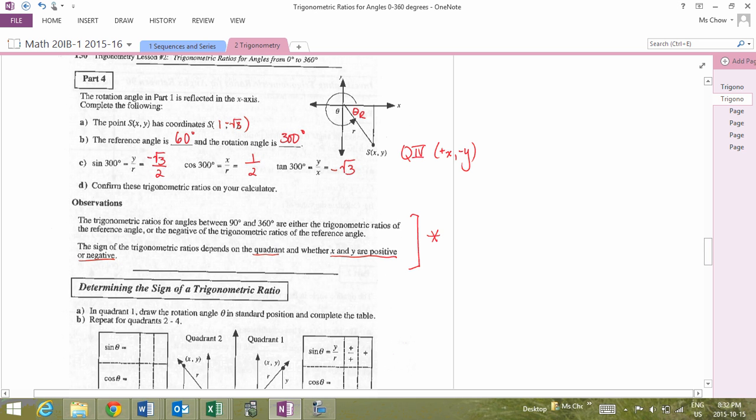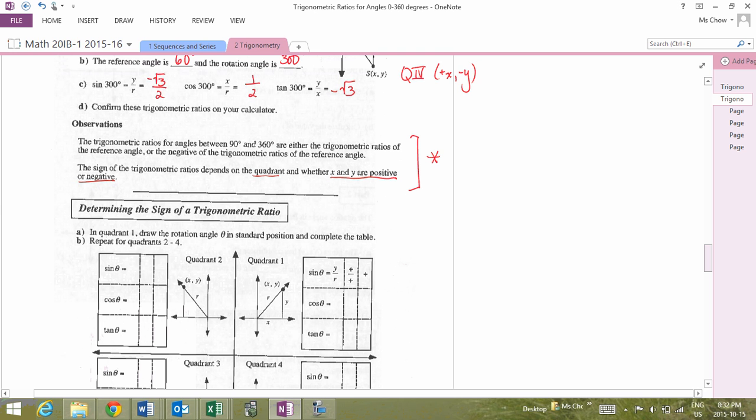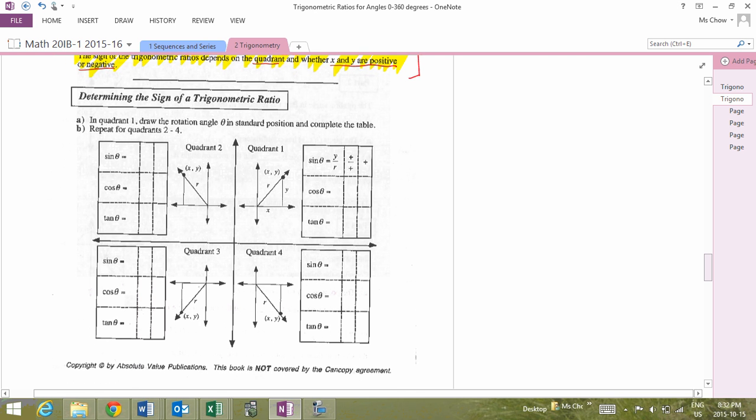Not sure what happened to that little policeman with the stop sign, because he would be pretty important to have right here. Let's take a look at that, determining the sign of a trig ratio. I'm just going to go back here for a second. Okay, so determining the sign of a trig ratio. So in quadrant 1, draw the rotation angle and complete that table.